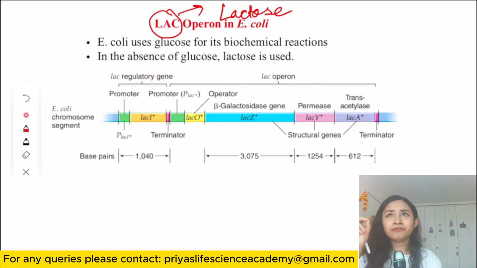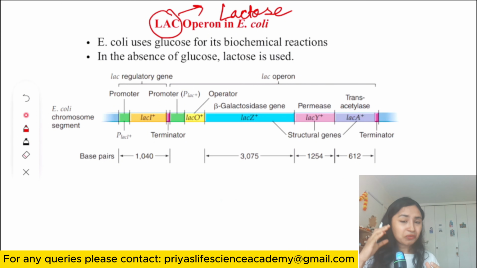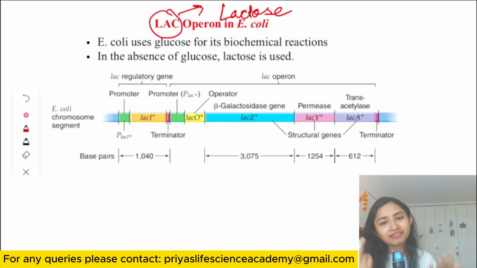I'm giving you a very easy example. I like to eat rice, but whenever there is an absence of rice, I will shift to another carbohydrate source, or will I starve? I will not starve, otherwise I'll die. So I'll shift to another carbohydrate source, maybe rotis or potatoes. These bacteria also have a backup reaction which helps them survive in the absence of glucose. That's why Lac Operon comes into play. I hope you understood the basic thing.